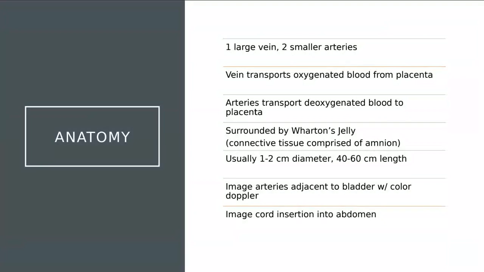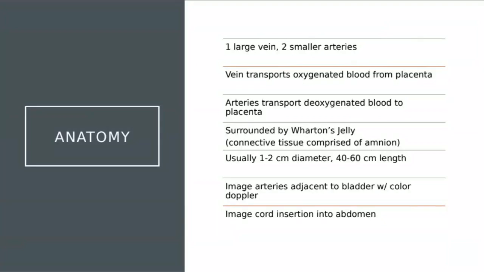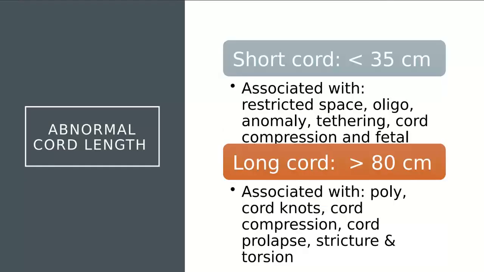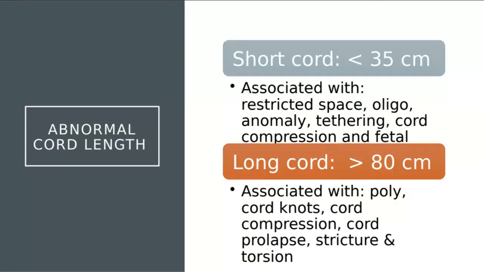We are going to make sure that we are documenting the umbilical cord with color so that we can evaluate the two arteries and the one vein. We are also documenting the umbilical cord as it inserts into the baby's belly, into their abdomen. And then we are going to document the umbilical arteries traveling adjacent to the fetal bladder with color on as well.